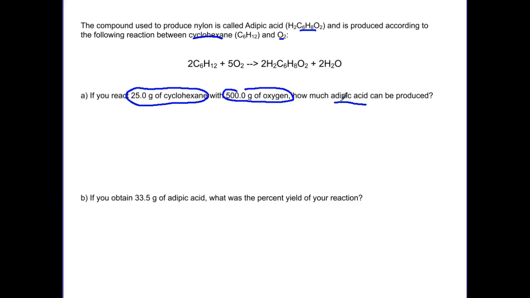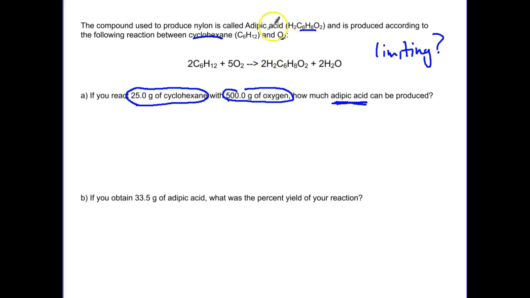Okay, so stop and think. Before you approach the problem, think about what you're solving for. I'm solving for how much adipic acid I can make. What am I given? I'm given 2 masses. 2 masses, so that's a key. I got to figure out what's limiting. I have to do that first.